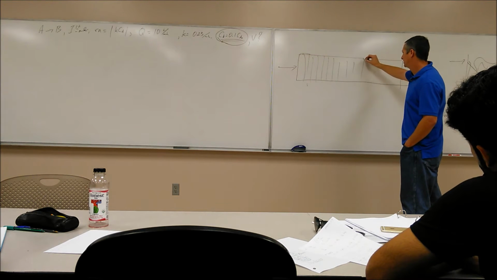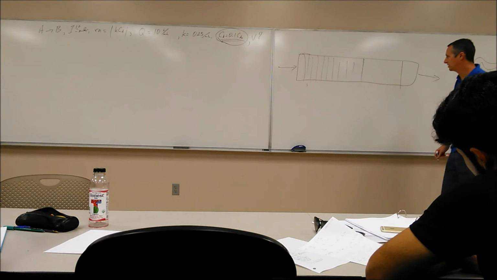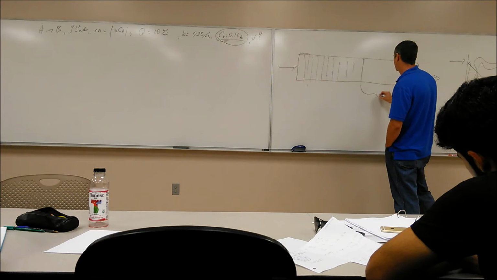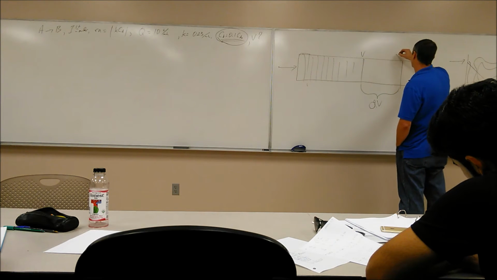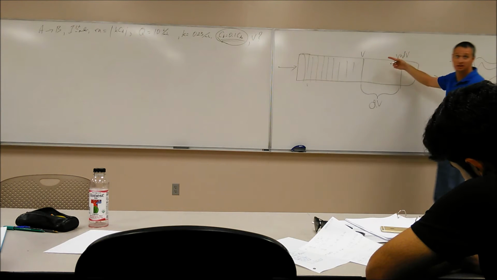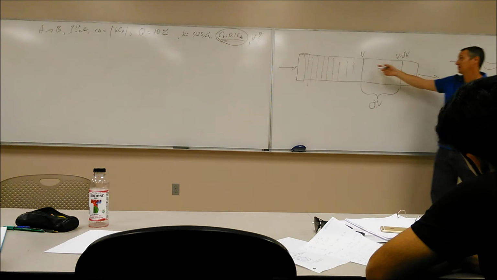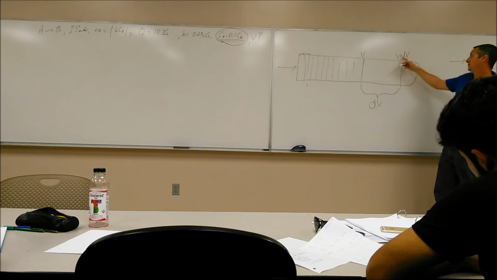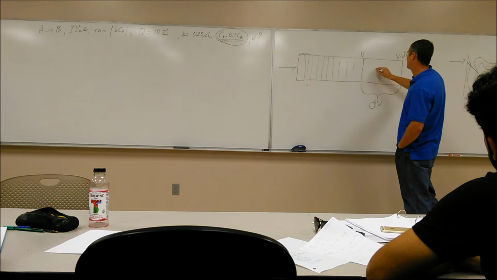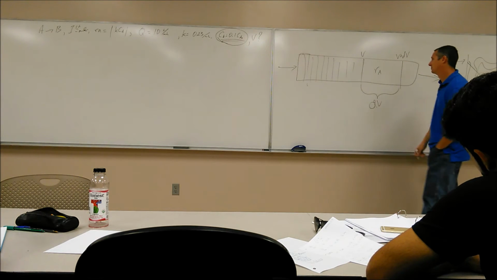So if we just take the difference between these 2 points, call this some differential volume. That's volume right there. This is V plus dV, at some point, volume V. This distance is dV, so this is V plus dV right here. Inside of this right here, you have a reaction taking place, RA.